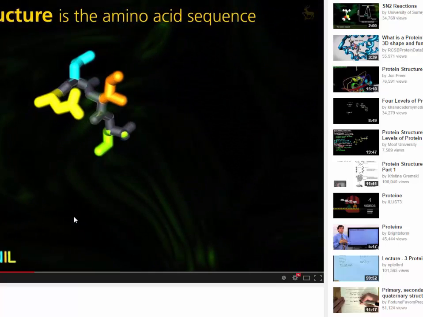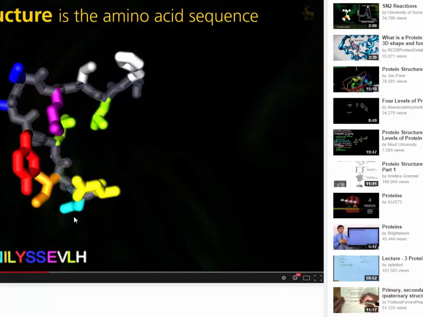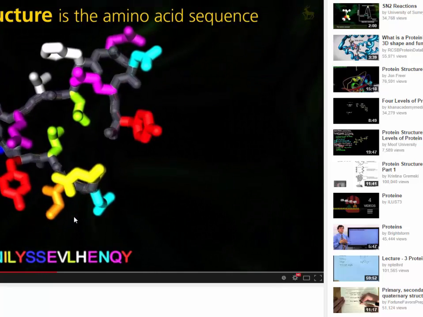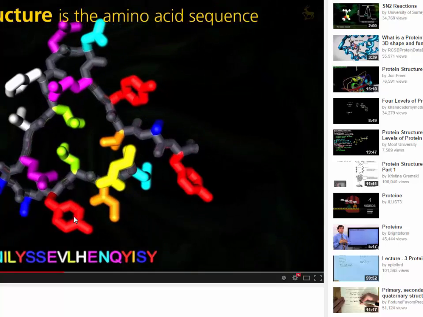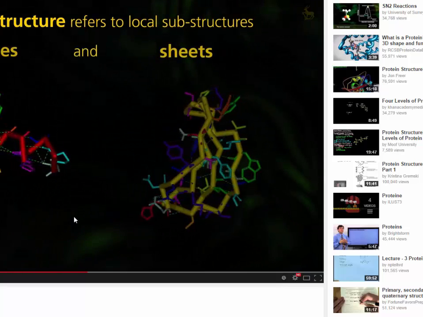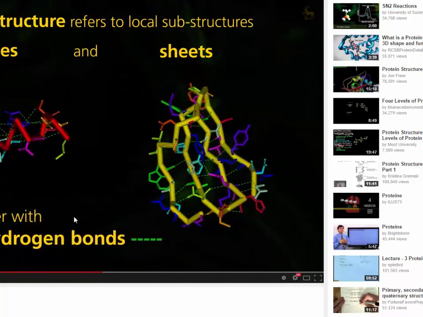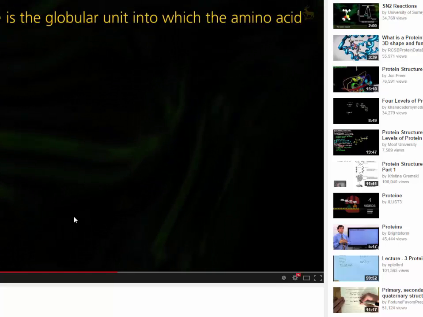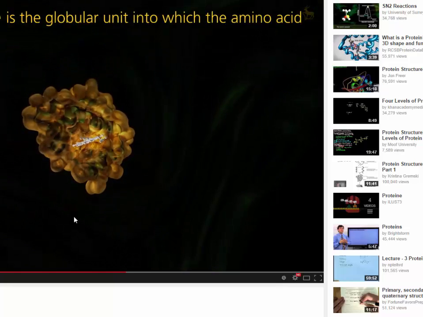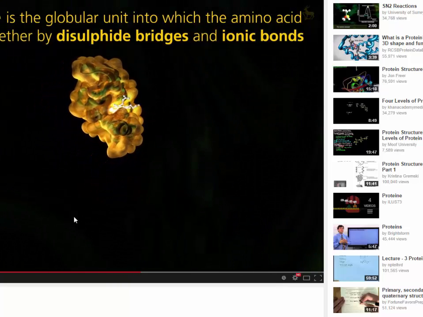Primary structure is the amino acid sequence. Here we see a protein assembling one amino acid at a time. The side chain size is part of what determines how a protein folds. Secondary structure refers to local substructures, such as helices and sheets, held together with hydrogen bonds. Tertiary structure is the globular unit into which the amino acid chain folds. Each unit is held together by disulfide bridges and ionic bonds.